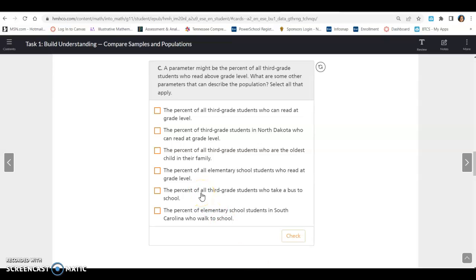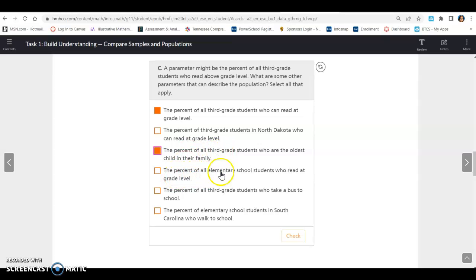A parameter might be the percent of all third grade students who read above grade level. What are some other parameters that can describe the population? Select all that apply. The percent of all third grade students who can read at grade level sounds like a good parameter. The percent of third grade students in North Dakota. The percent of all third grade students who are the oldest child in the family. We could look at that. If there's 2 or 3 kids or 4 kids or however many kids, we could look at the oldest child and see if they're in third grade.